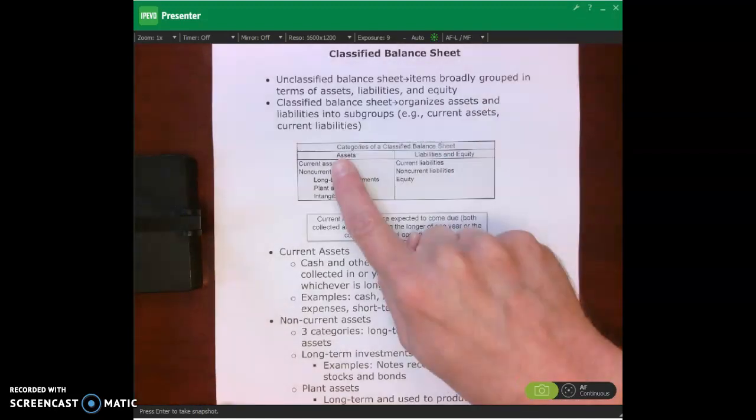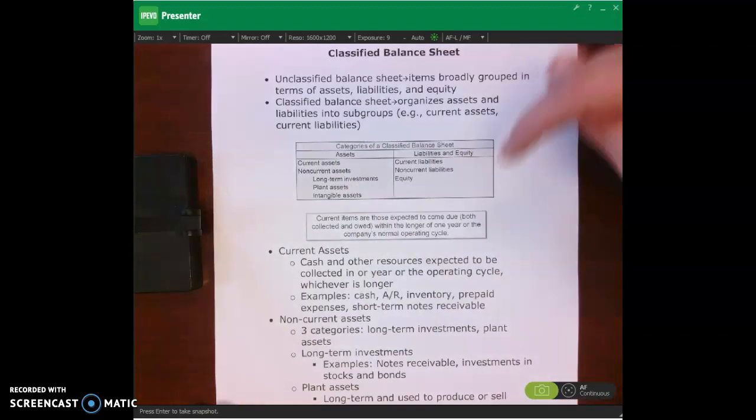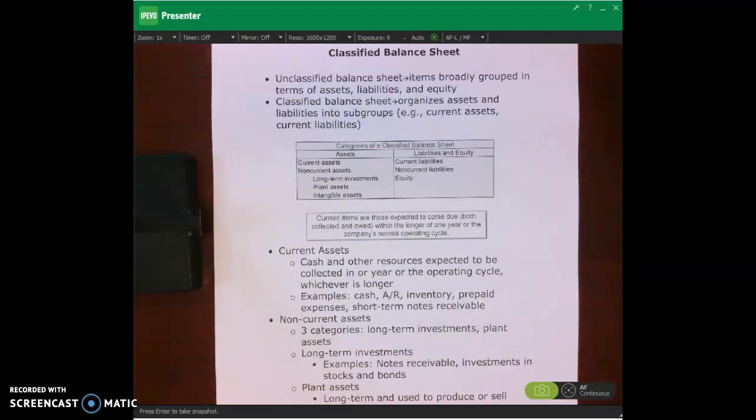Now, when it says current assets and current liabilities, current items are those expected to become due, both collected and owed. So it means we're going to collect on some of those assets, like accounts receivable, or we'll use the supplies within 1 year or the operating cycle, whichever is longer. For the context of this chapter, a year is a fine way to frame it. So current items are those that we will either pay or collect on in a year.